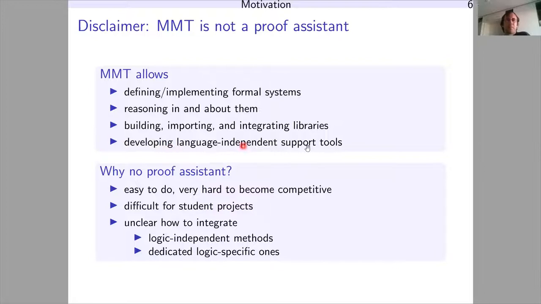So one of these language independent support tools would be a proof assistant. So why does MMT not have one? I don't think it's an inherent design flaw. It could be done. In fact, I do have one. It's just a proof of concept that can only prove extremely trivial theorems. One would have to put in a lot of work now to actually become competitive. That's something every proof assistant developer knows. It's easy to get started. It's very hard to be really, really good. It also makes it difficult for student projects, especially in a system that isn't committed primarily to building proof assistants. It's very hard to get undergraduate and graduate students to write and publish papers if they're working on a proof assistant.